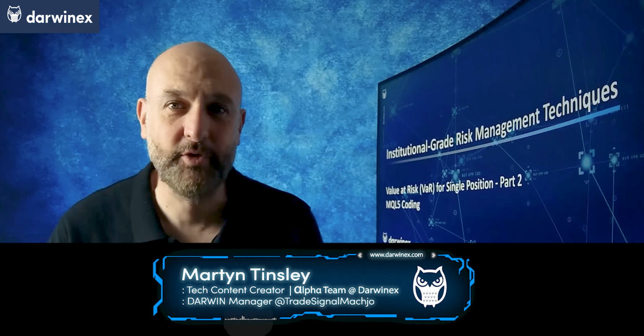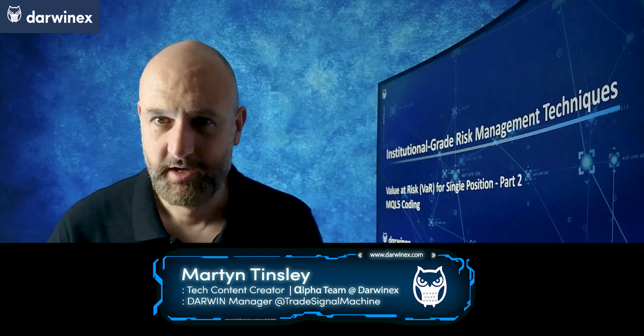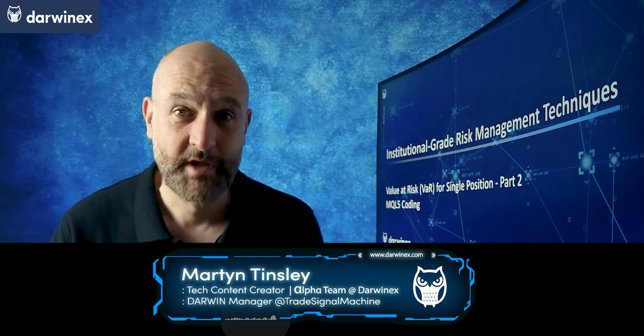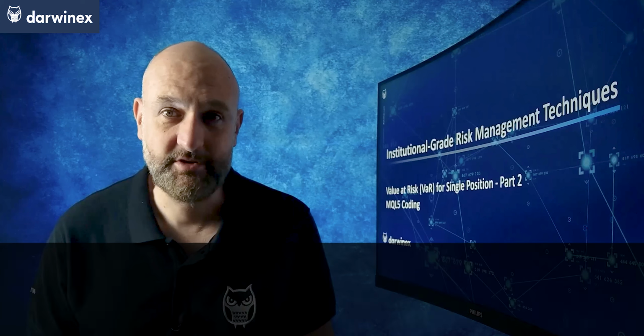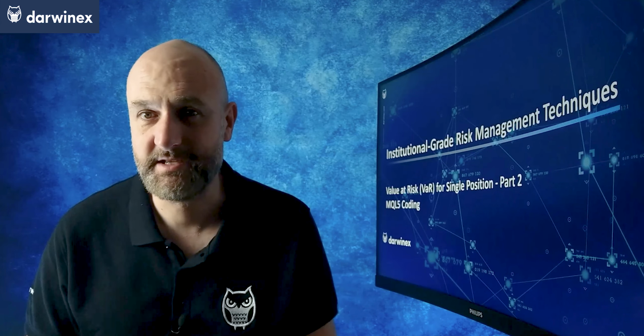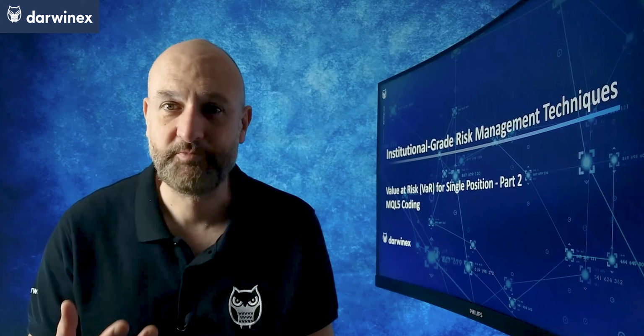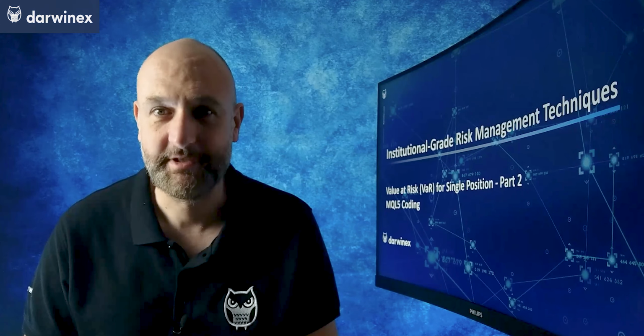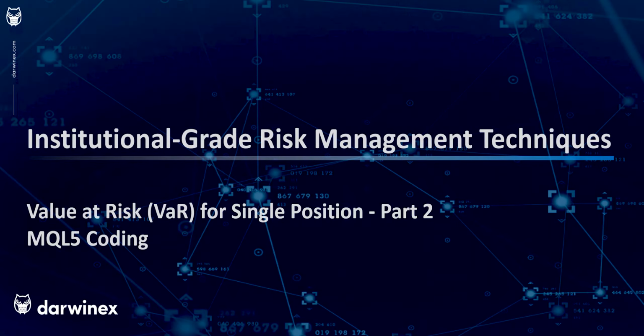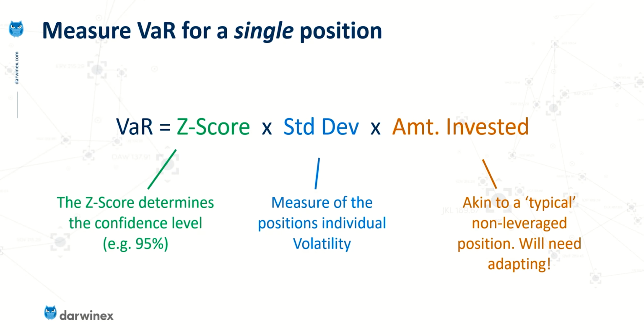The value at risk calculation necessitates the need for a monetary value of a position as opposed to the lot size alone. I take you through the process I use in MQL5 to ascertain this, and then show you how this fits into the value at risk formula itself. Let's take a look. So having coded the part of the formula in blue here, the standard deviation, last time, we now turn our attention to this third component of the formula, the amount invested, and effectively converting a lot size into a monetary amount.